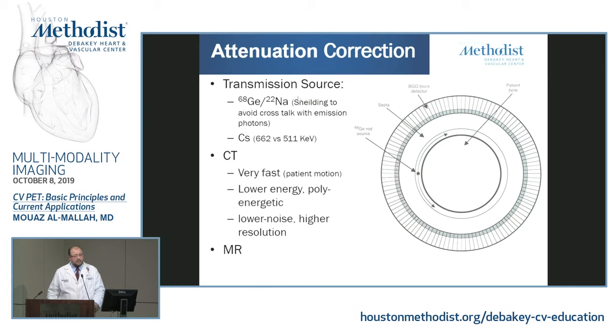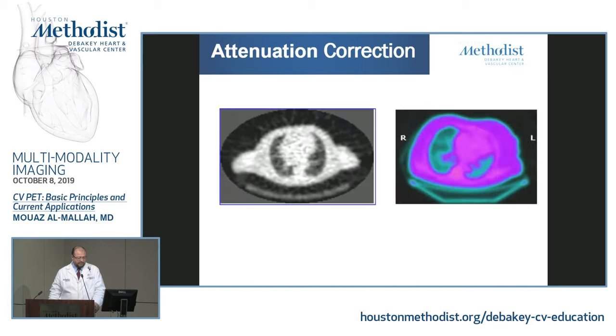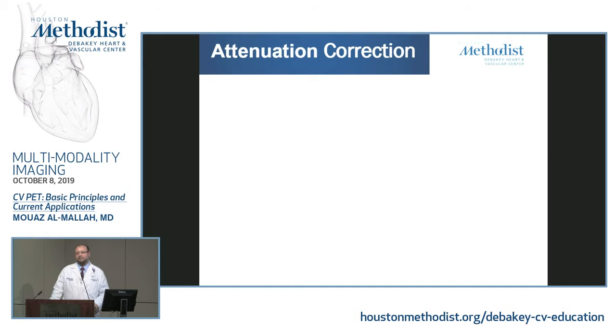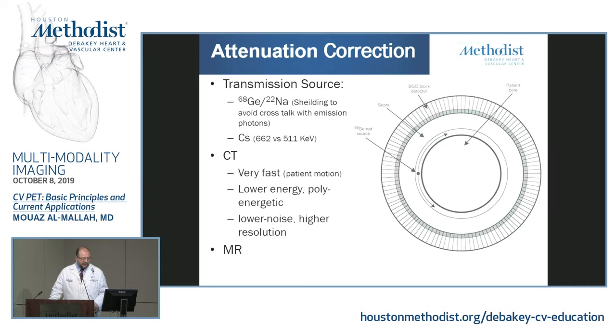So we have the old way, which is a transmission scan. The patient will be in the PET scan, and there is a radioactive source running around the patient. It's either germanium or cesium. And it will be running around the patient, creating an attenuation map. And the attenuation map will look like this. So we are able to know where is the lung, where is the soft tissue, and then we are able to draw a mu map and correct for the differences in energy for this patient. However, again, this is old technology. It's almost not utilized anymore, and now we are using the CT.